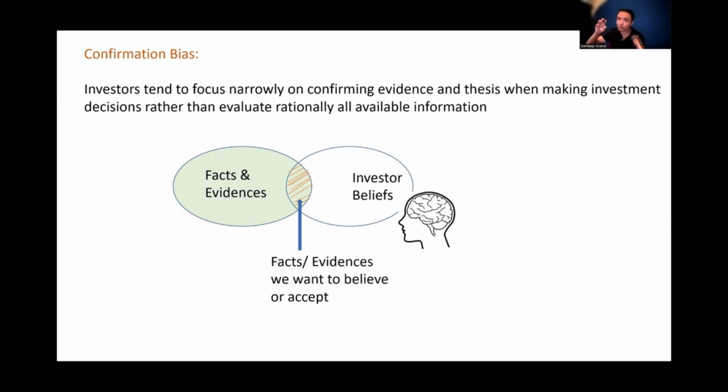We tend to choose what we want to believe, right? What we believe in, we choose those evidences and disregard the remaining. So that is a kind of confirmation bias.